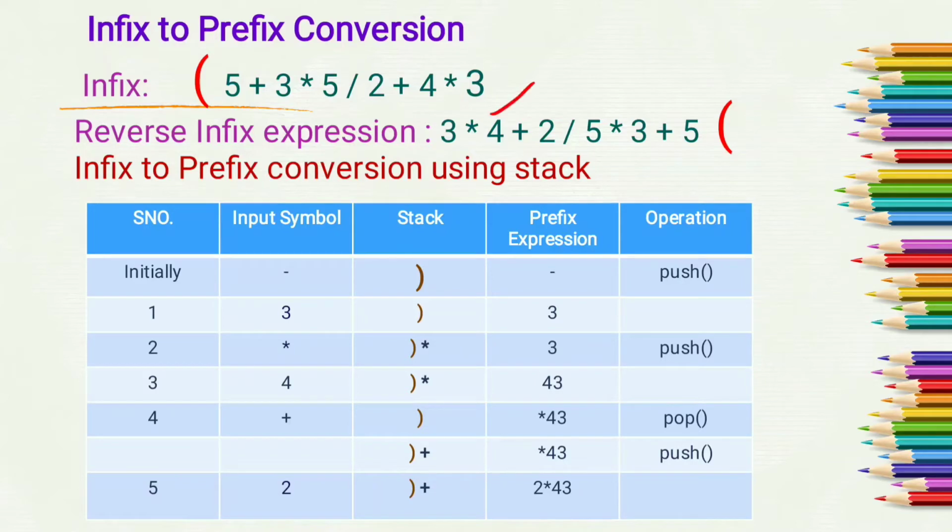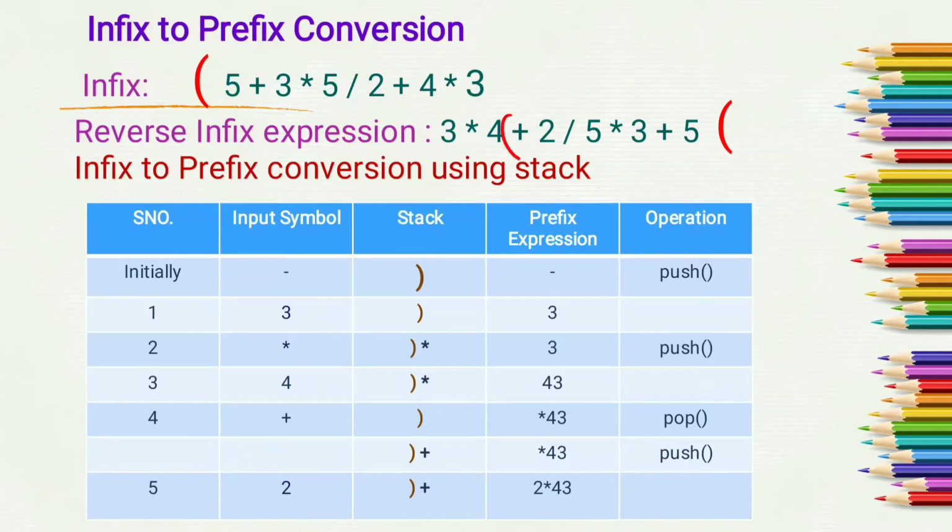Next input symbol is 4, which is an operand. We have to add it into the prefix expression, but here you have to remember that you have to add it before the 3, because here we are performing prefix conversion. So we have to add operands or operators from right to left. In postfix expression we add operands and operators from left to right, but here you have to add from right to left. So 4 comes before 3.